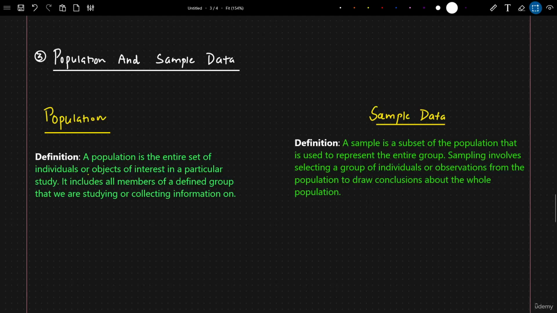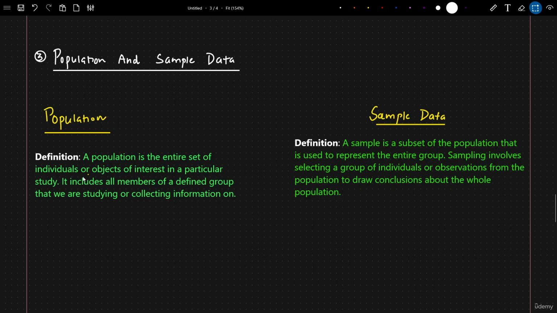Hello guys, so we are going to continue the discussion with respect to statistics, and in this video we are going to discuss population and sample data. So what exactly is population data and sample data? Along with this, we will be seeing multiple examples along with some use cases.